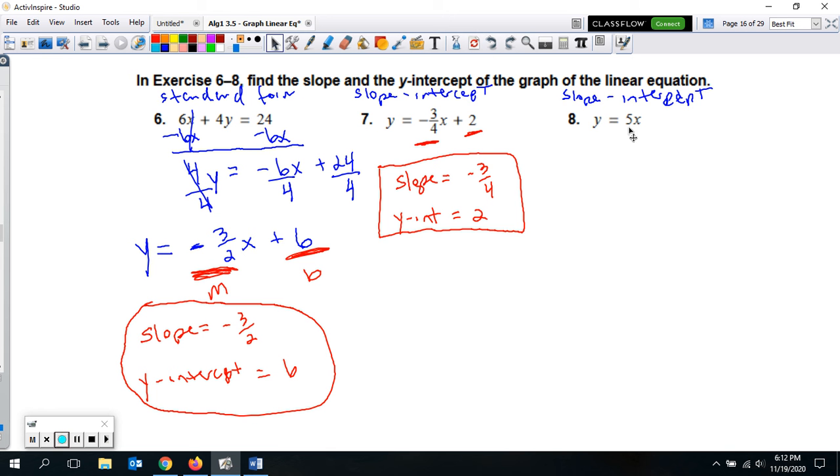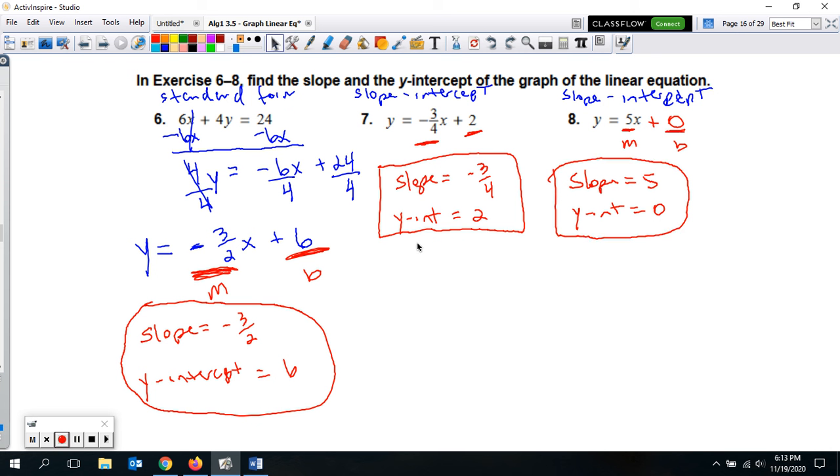Now at number 8, the only thing we're missing here is the b. We have a mx, but where's the b? There is no b, so we could put plus 0. And then we would see our m right there is 5, and 0 is the b. So our slope is 5, but the b, the y-intercept, is 0. So we would actually start plotting 0 on the y-intercept, which is actually at the origin, right there in the center of a coordinate plane.